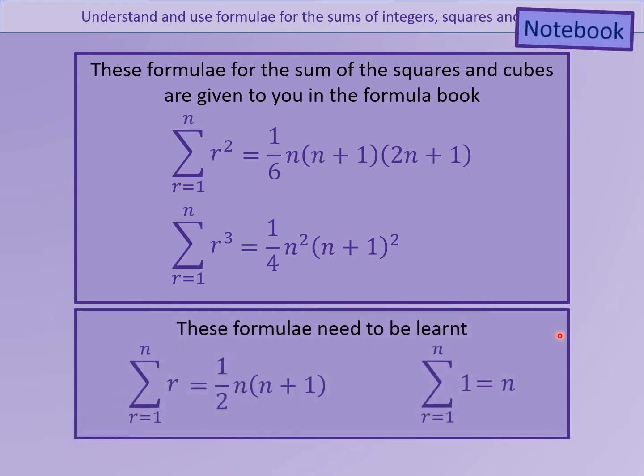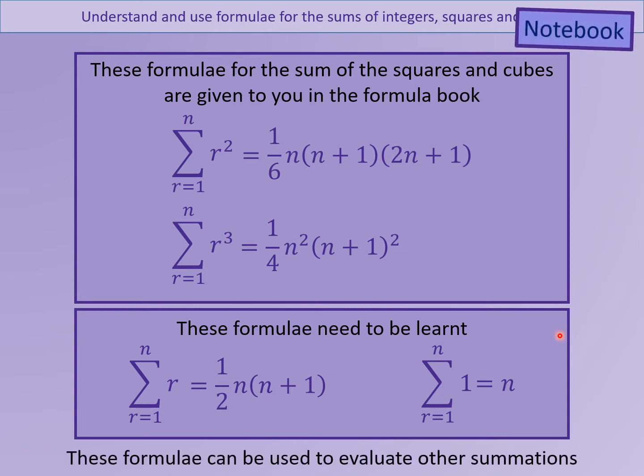So these are the formulas that need learning. There's the one we've just done for the sum of the first n integers, which is a half n plus 1. The other one is the sum of the number 1. If the number 1 appears in a summation, you need to remember that it isn't just a single 1, it is actually n ones all added together, 1 for each time it appears in the summation. So the sum of 1 from r equals 1 to n is n.